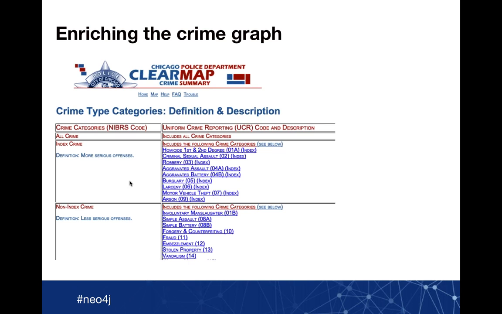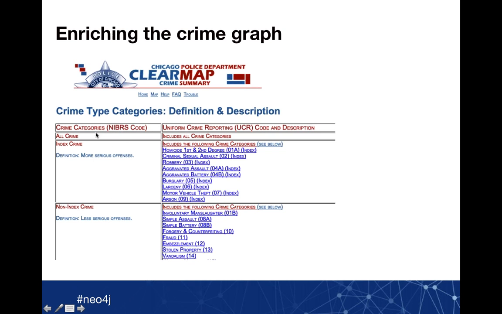So that got in our initial crimes. But after I'd got those in, I was kind of curious: is there any way of building a bit of a mini hierarchy of the types of crimes that are being committed, and could we find anything interesting from doing that? I searched Chicago crime types and it came up with this website called the Clearmap Crime Summary.